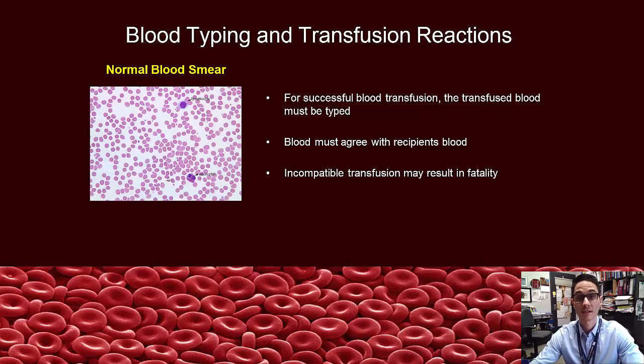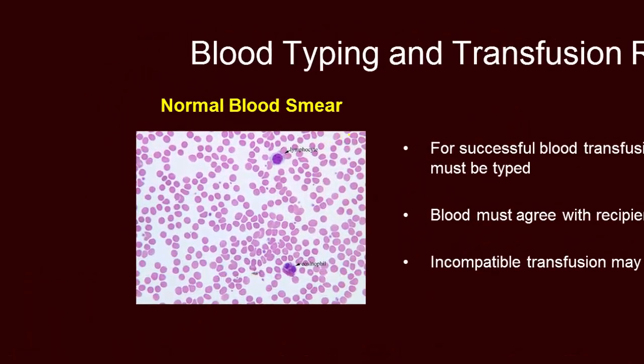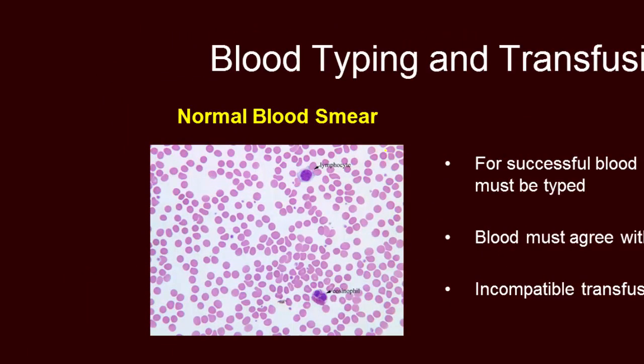Okay, so for successful transfusion reactions, we have to type our blood. And what our blood should look like when it's coursing through our blood vessels is, if we look at a blood smear, we can see that each of the red blood cells is separate from its neighbor. It's able to successfully deliver oxygen to working tissues.